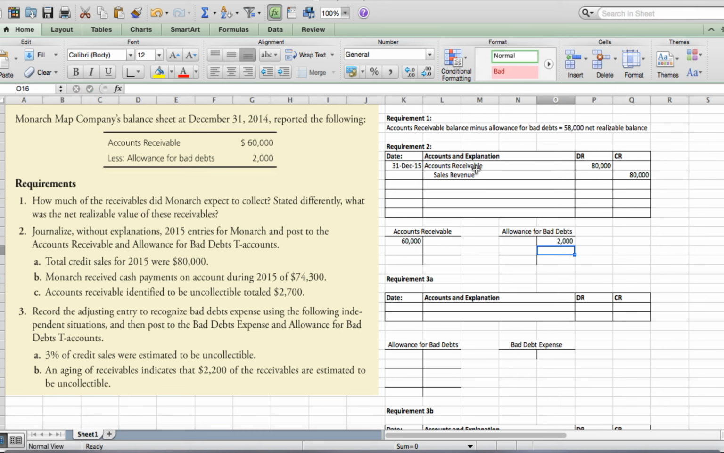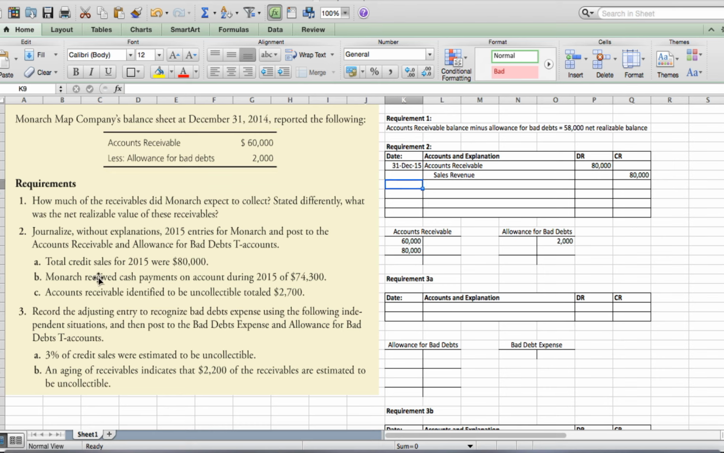Now all I have to do is, as I'm doing these journal entries, if I see any of these two account names appear in the journal entry, I just do whatever we did in the journal entry on the T-chart. So in this case, we've got accounts receivable, debit $80,000. So I will just put that right here. Okay, sales revenue is not one of the two that I'm looking at here, so I don't need to do anything on that side.